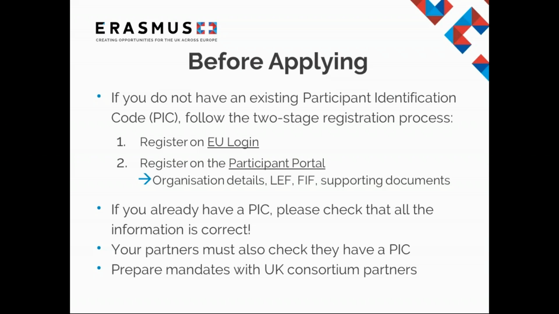You would then need to obtain a PIC through the European Commission's participant portal. The participant portal is the single entry point for the electronic administration of Erasmus Plus projects, as well as projects funded under the EU programs. After starting the registration process, you will be prompted to provide information about your organization, as well as upload documents related to your organization. These documents are needed to prove the legal status and financial capacity of your organization, and it is essential that the information on these documents matches the information you've input on the portal.